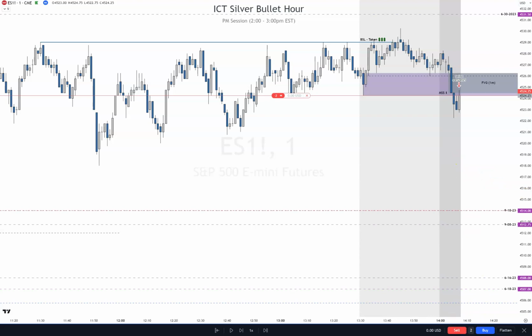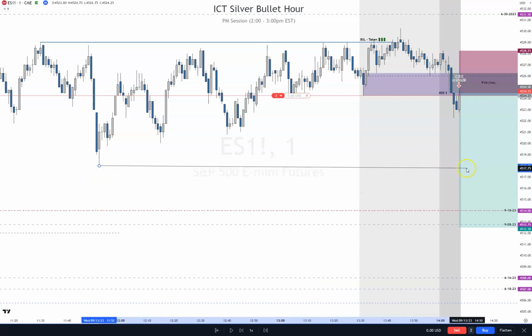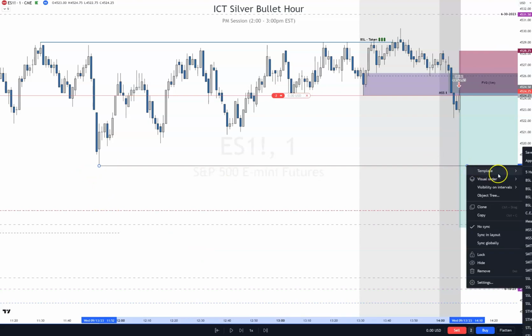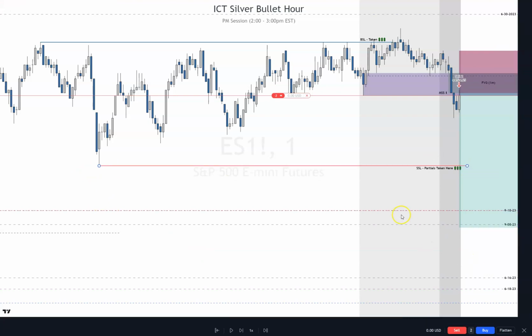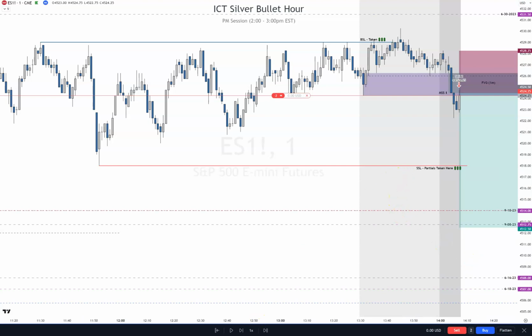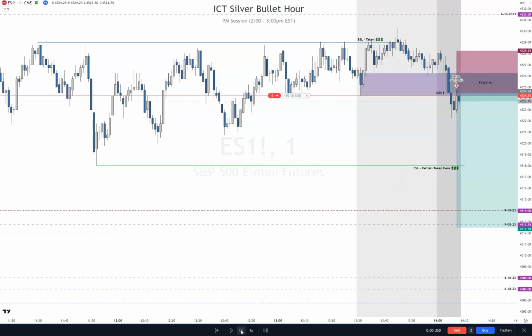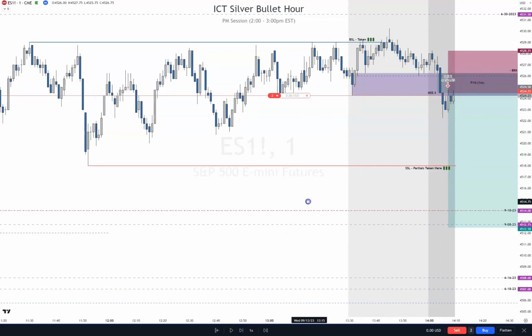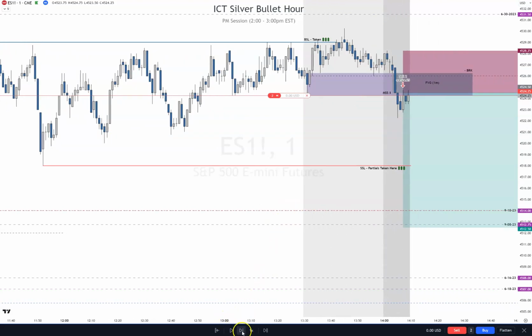So put this on here. Okay, and let's put the position on. Okay, where would I take a partial? Probably below this low here. So let's put that on here. I don't think I have that marked. This is where I would take my partial. Okay, and then move my stop to break even. So let's just see how this plays out. I'll move this over a little bit so you guys can see what I'm talking about.